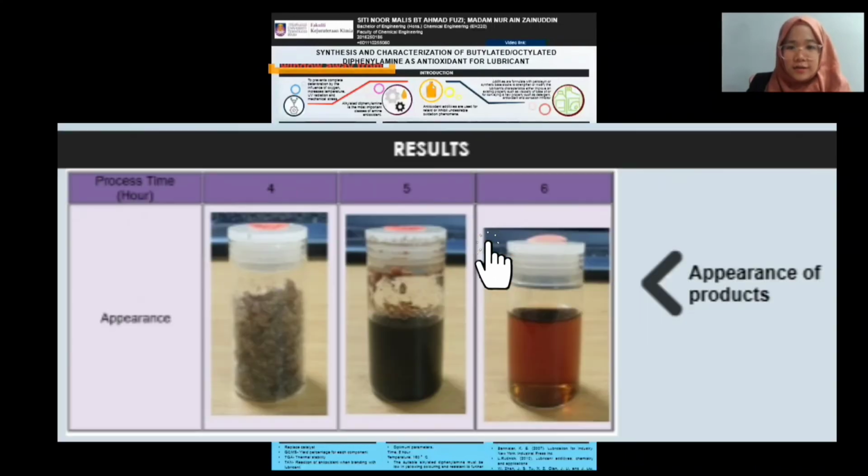Results and discussion. The table shown in the poster is the appearance of product produced at 4, 5, and 6 hours. They are different in phase and color. Firstly, after the completion of the experiment, the sample is kept in another glass container for 1 day and all samples are liquid. After 1 day, the sample produced at 4 hours became crystallized, while in the sample produced at 5 hours, there is crystal formed. The sample produced in 6 hours is fully liquid.